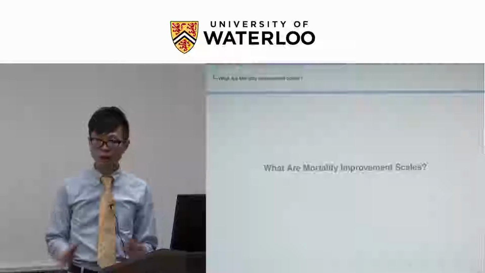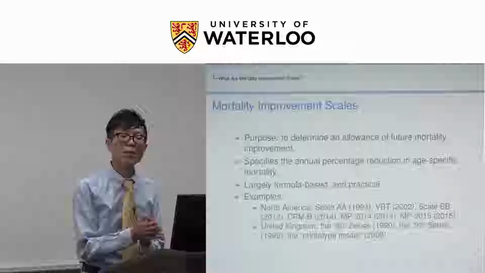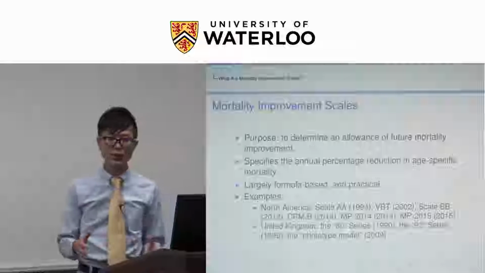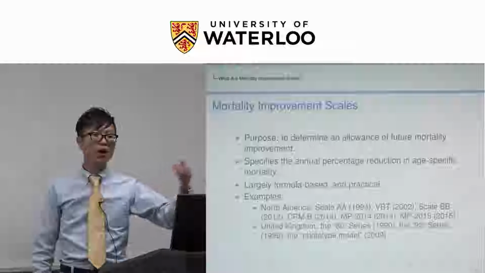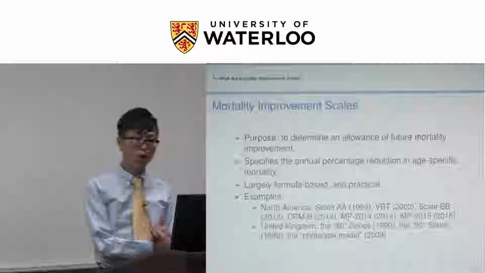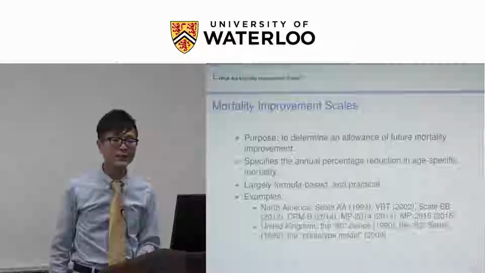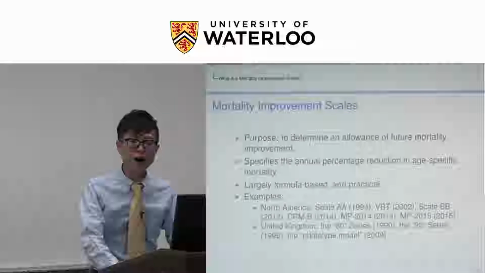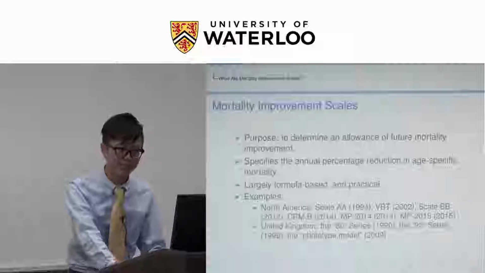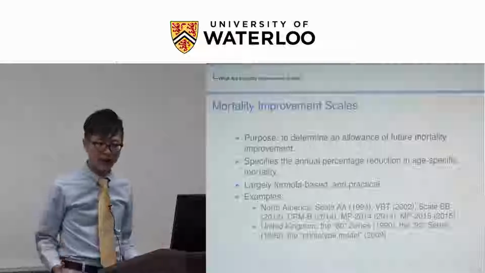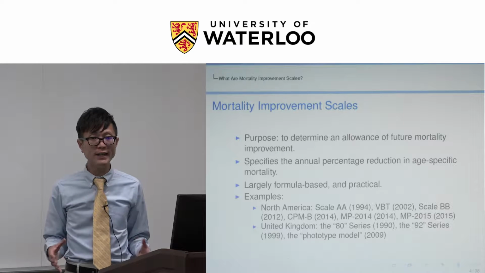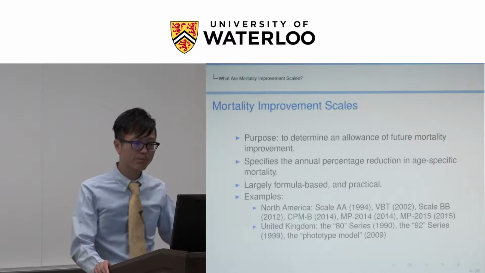So, what are mortality improvement scales? The purpose of a mortality improvement scale is to determine an allowance of future mortality improvement in actuarial pricing or reserving. A mortality improvement scale specifies the annual percentage reduction in each specific mortality rate. It is largely formula-based and practical in the sense that they can be programmed very easily in Excel, for example.